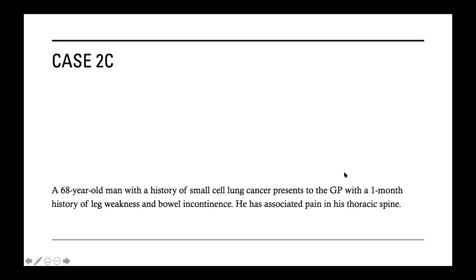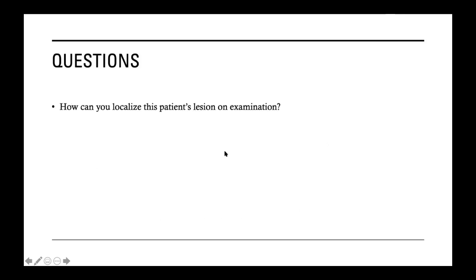Okay, take case 2C. We've got a 68-year-old man with a history of small cell lung cancer that presents to the GP with a one month history of leg weakness and bowel incontinence. He has an associated pain in his thoracic spine. So this is one of your classic malignant spinal cord compression presentations. Questions: how can you localize this patient's lesion on examination?